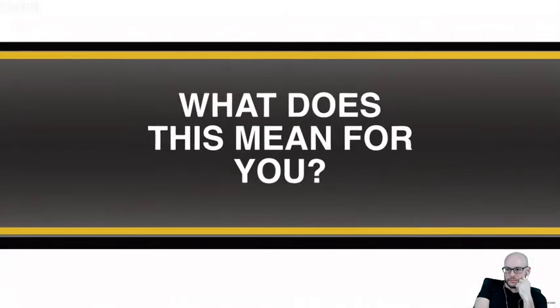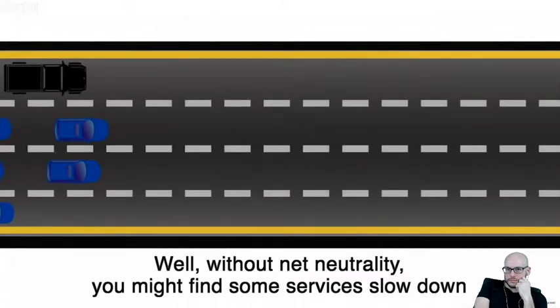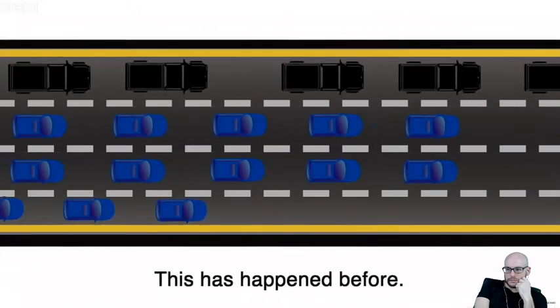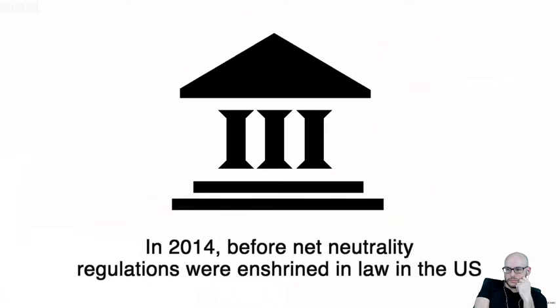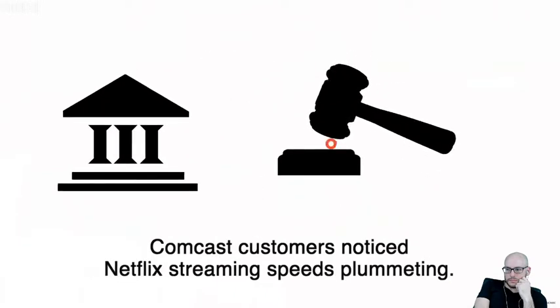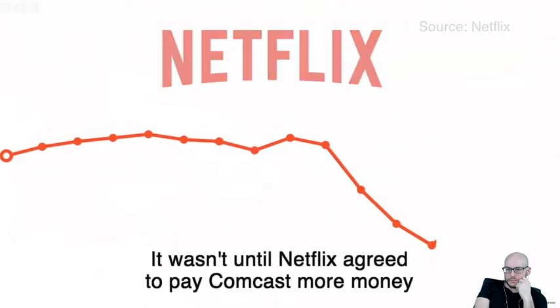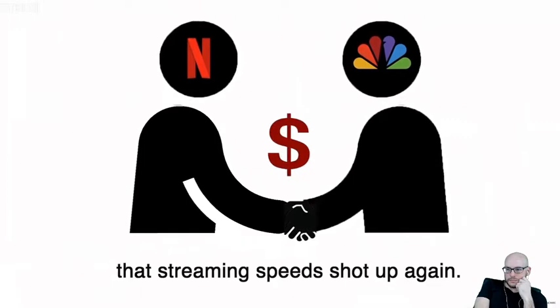What does this mean for you? Well, without net neutrality, you might find some services slowed down unless your favorite sites pay the ISPs. This has happened before. In 2014, before net neutrality regulations were enshrined in law in the US, Comcast customers noticed Netflix streaming speeds plummeting. It wasn't until Netflix agreed to pay Comcast more money that streaming speeds shot up again.